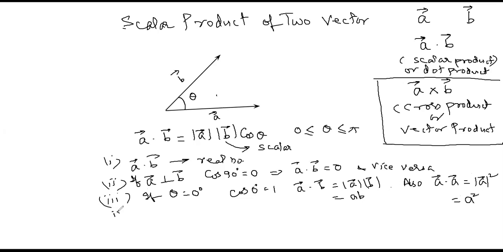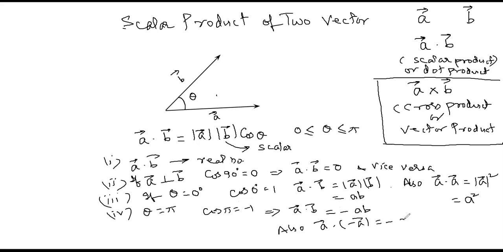And the fourth condition, if theta is 180 degree, cos 180 degree is minus 1. So cos pi will be equal to minus 1. So in this case, A dot B will be equal to minus AB. Also, if you are multiplying A dot minus A, you get minus A square, because A dot A is A square, and the minus will come out because minus is a scalar quantity.